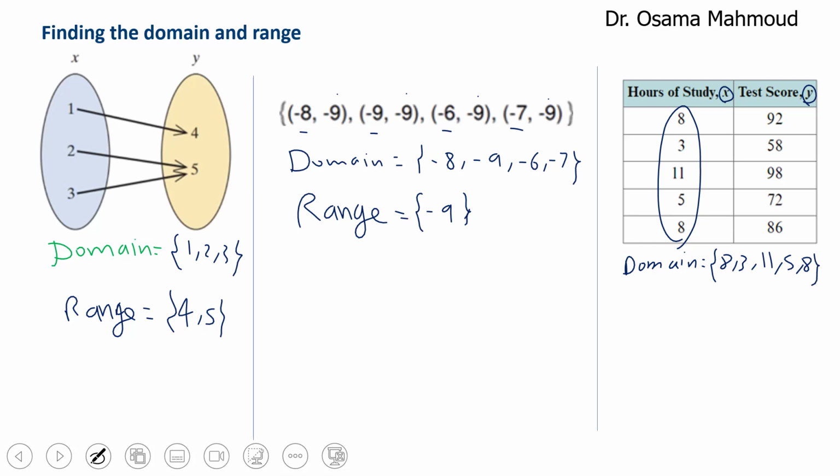Ordering in a set of elements, no need to order them. If you would like to order them from the smallest to the biggest, that's up to you, right? And the range is the elements of the dependent variable. Now we know how to find the domain and the range for a relation or a function when we have it in a mapping representation or ordered pairs, right?